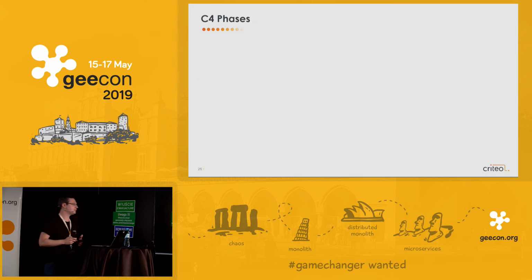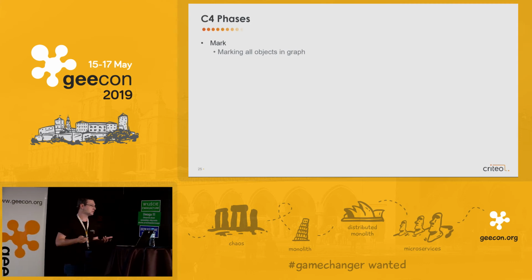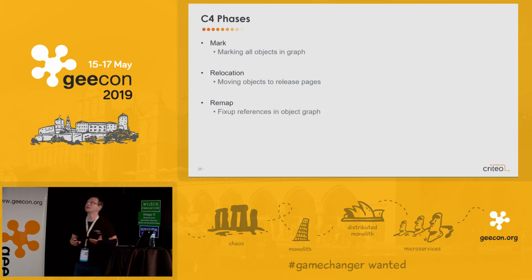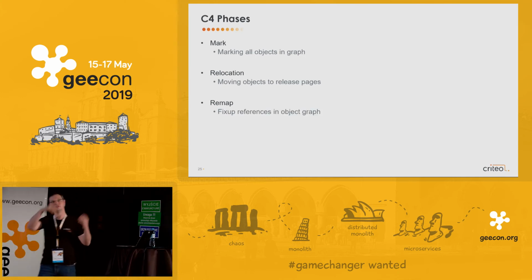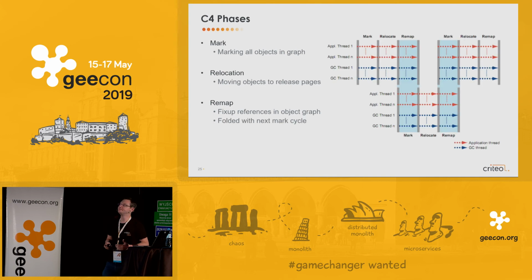So let's go to the C4 phases. The mark phase, we're marking all objects in an object graph. Basic. Relocation, we are moving objects and releasing pages. And remap, we are fixing up references because we have moved objects. So now we need to fix all the references that are pointing to the previous location to the new one.